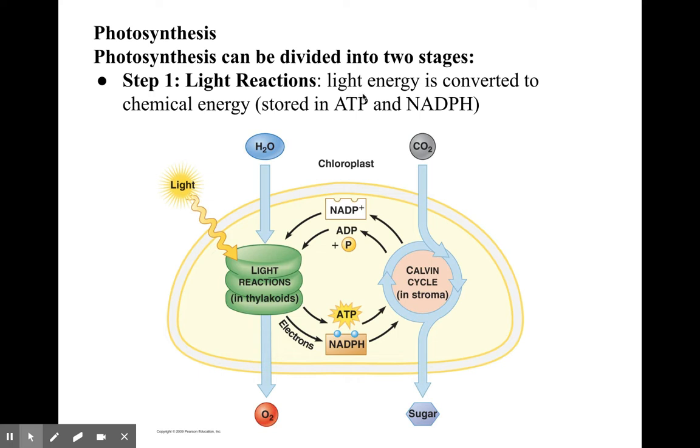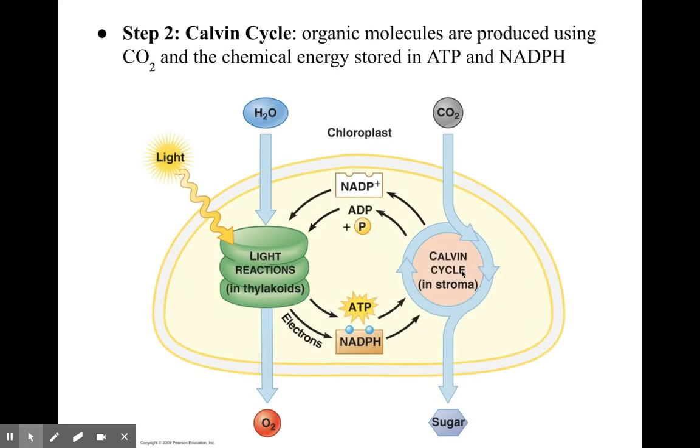And notice the definition says light energy is converted to chemical energy. And that chemical energy is ATP and NADPH. This is a new molecule we're going to be talking about a lot. So then the second step is the Calvin cycle.